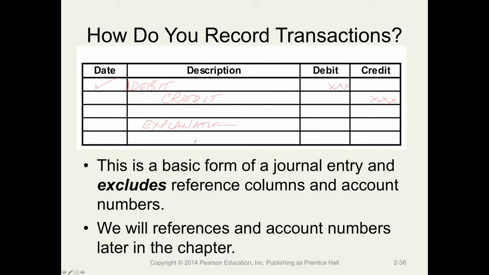Now, we're excluding the reference column for now. The reference column would usually go about here, and that would include the account numbers. These are the general ledger account numbers. And this is going to be the general journal.